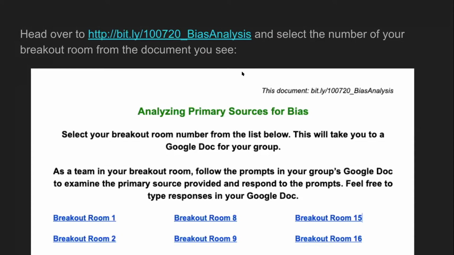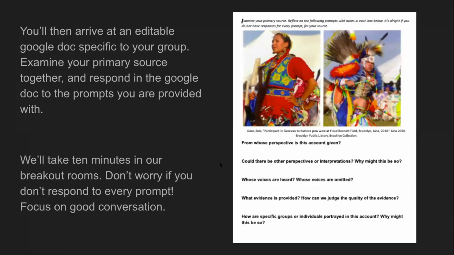Once you get to your breakout room, you'll be at this kind of landing page from the link that Charlie's going to share. And then you can just click. This is a Google Doc. You'll click on the link for your own breakout room, and that will take you to a document that allows you as a group to work together to analyze a primary source. So examine that primary source together and respond in the Google Doc. You can type in that Google Doc to the prompts that you're provided with.